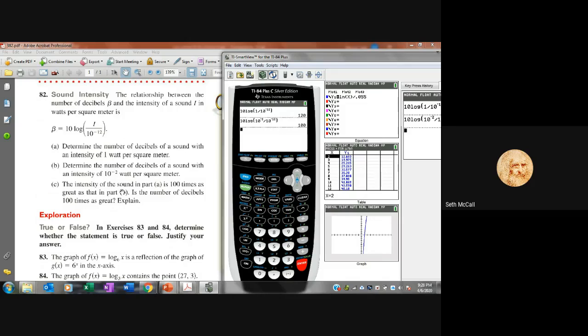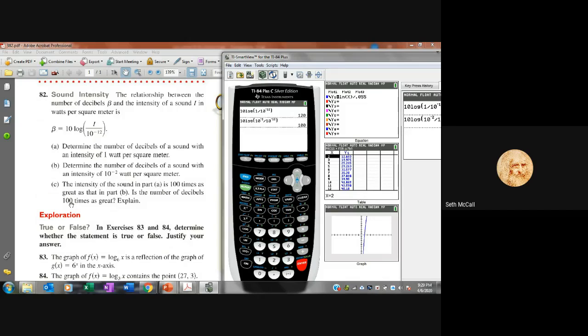Part C, the intensity of the sound in part A is 100 times as great as part B. Is the number of decibels 100 times as great? Explain. And this is what I was talking about before I started this problem. You can see that the difference between the decibels is 20. So you go from 100 decibels to 120 decibels. But what it is, it's 10 and then another 10. And because this is based on a logarithmic scale and not a linear scale, a difference of 10 and then another 10, those get multiplied, which is why it's 100 times greater.